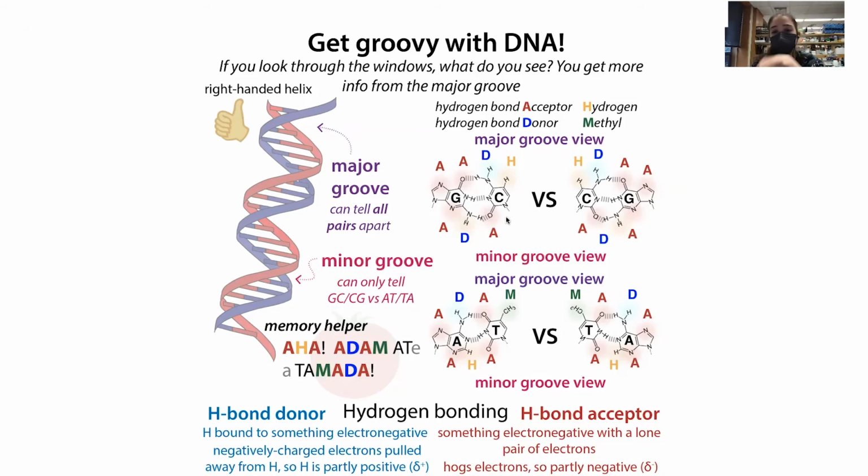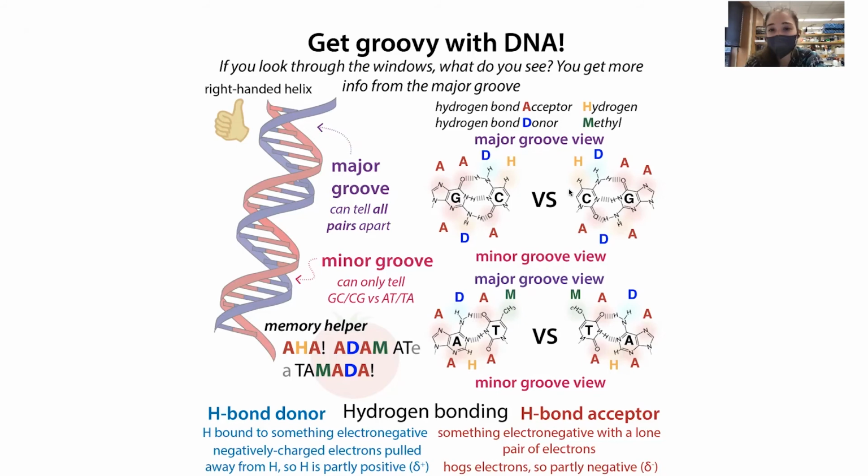But if you were to look from the minor groove, well, now you can tell that something has a G and a C versus having an A and a T, but you can't tell the order of them. So you can't tell GC versus CG. In both cases, you see ADA. And in AT versus TA, you would see AHA. And so you're getting more information from the major groove view, and it's easier to access.